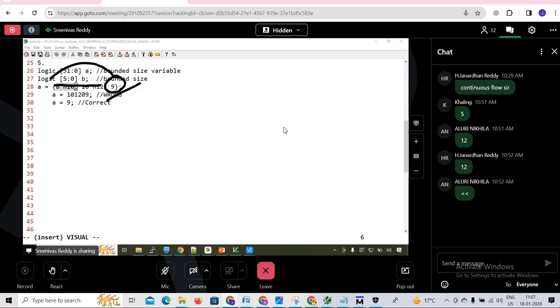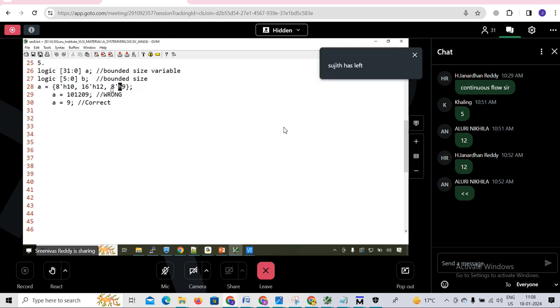Because you have used a 9 which is unbounded. How can I solve this problem? I need to give a size. If at all, I have to declare 8'h9. Then it becomes bounded. Now tell me what will be the value in this case. If I use this, what will be the value of A? Please be a little smart. Think. This is 8. This is 16. 16 means what? What should happen? Think like that. Tell me now the answer.